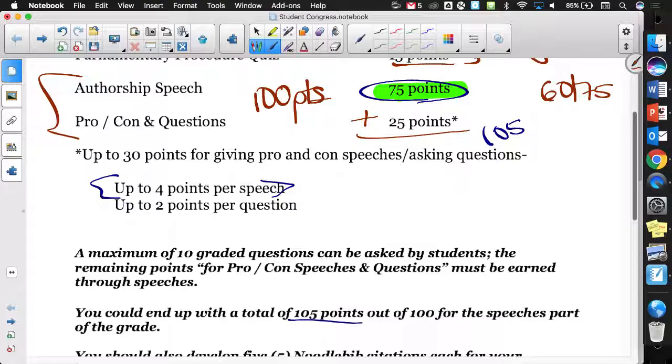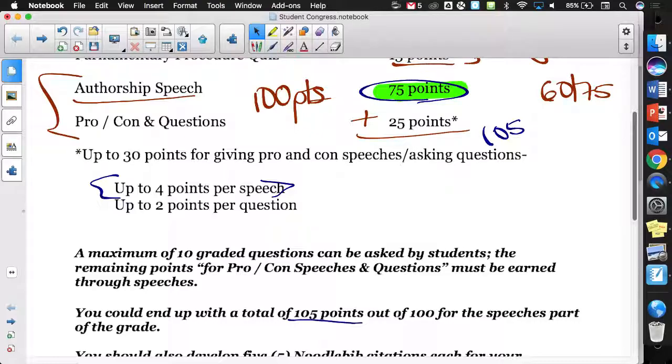You could give a wonderful speech. You could get a 75 out of 75, and if you don't talk after that, your Student Congress grade is going to be a 75 out of 100. So 3/4 of your grade is dependent upon the actual speech that you give. It's going to be very similar to the eloquence speech that you gave. But then you get points for questions that you ask and for pro-con and all that stuff.